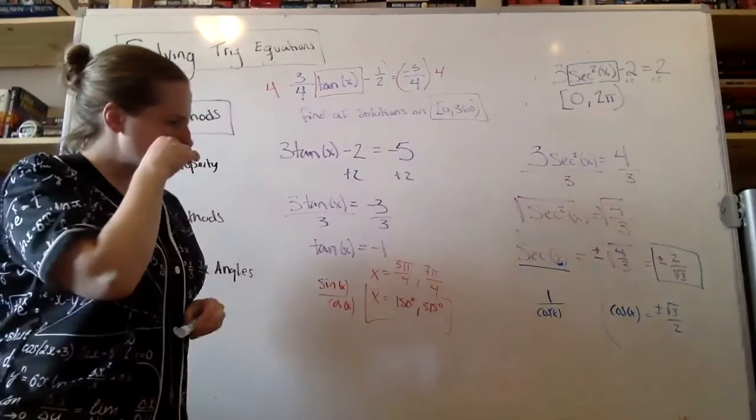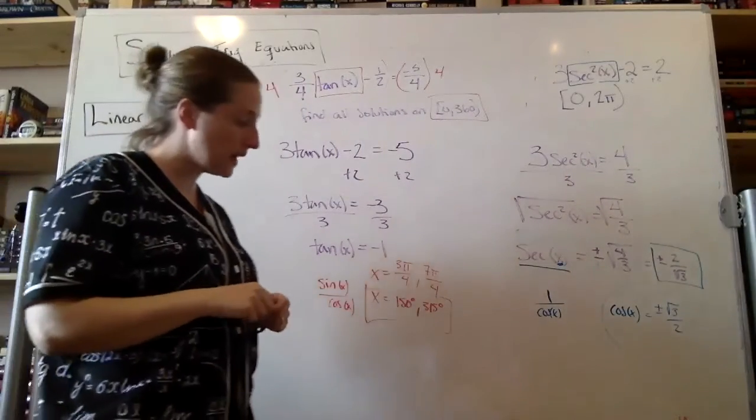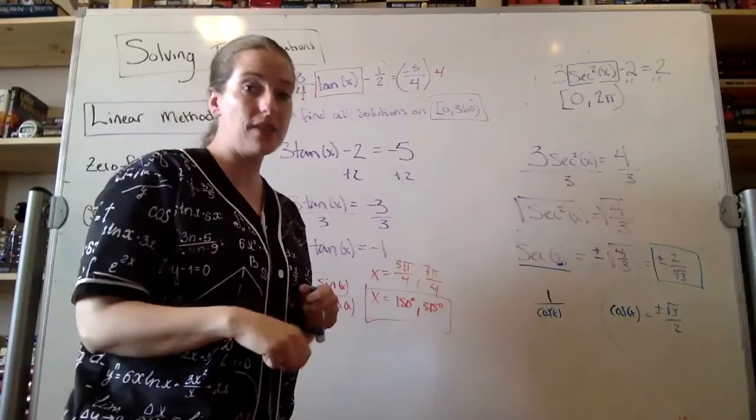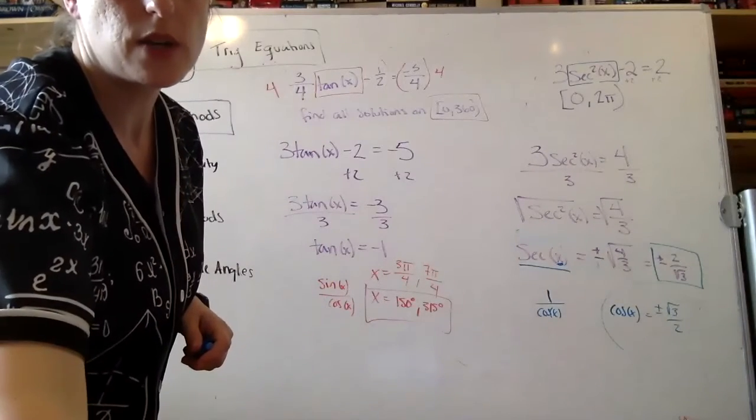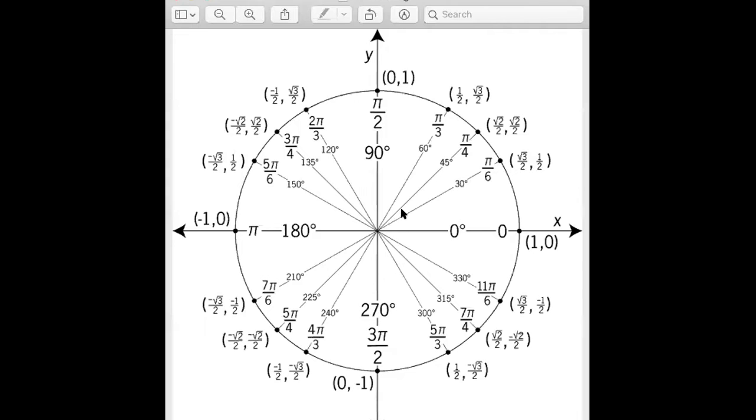So we're going to go to our unit circle and look for places where cosine is equal to positive or negative square root of 3 over 2. So let's look at our unit circle. Okay, cosine is our x term. We're looking for square root of 3 over 2. So here's square root of 3 over 2 at pi over 6. Here's negative square root of 3 over 2 at 5 pi over 6. Here again is negative square root of 3 over 2 at 7 pi over 6. And finally, here again is square root of 3 over 2 at 11 pi over 6. So we have 4 different solutions for this.